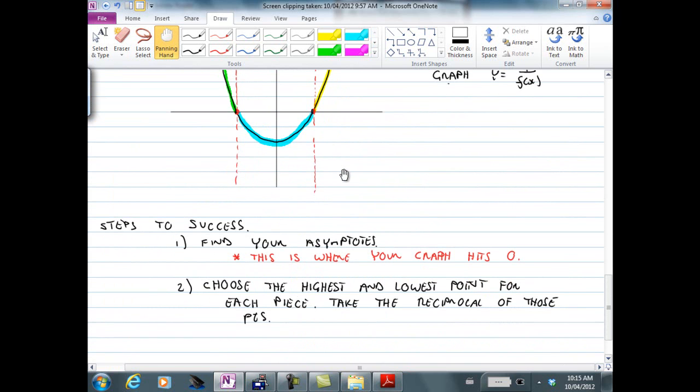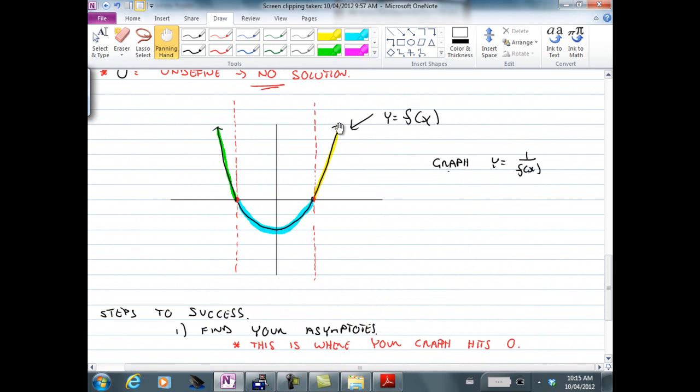It says choose the highest and lowest point for each piece. Choose any point up here you like, and put a little imaginary dot right here. We'll call that the highest point. I don't know what the number is. Choose some really insane high number, because I didn't give you a grid. 6,000. Take the reciprocal of 6,000. Would you agree it's going to be somewhere down here, close to 0 but never touching 0? So we're going to put a point right here, and that's the reciprocal of some large number.